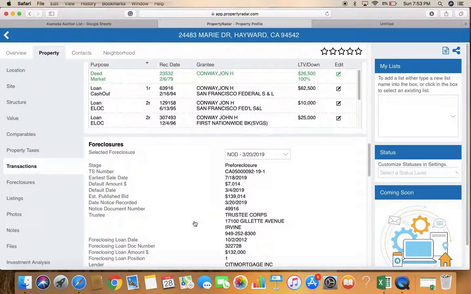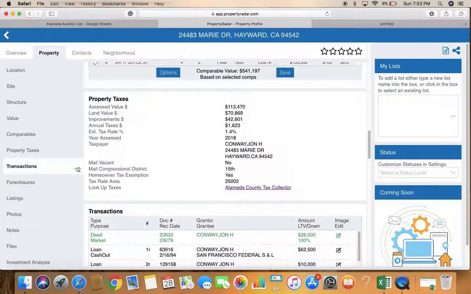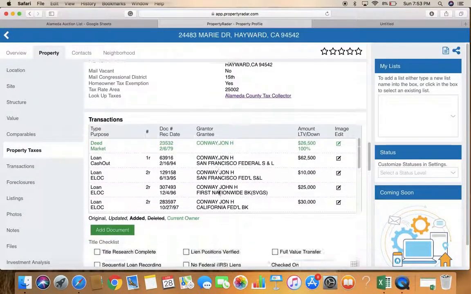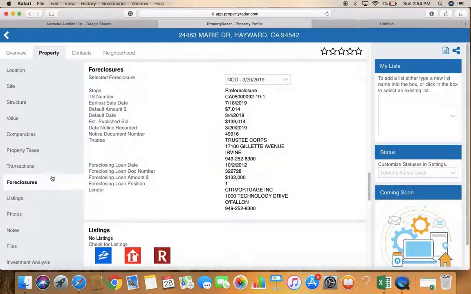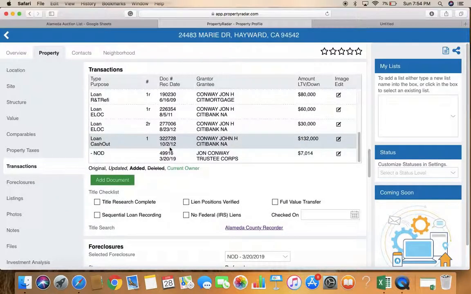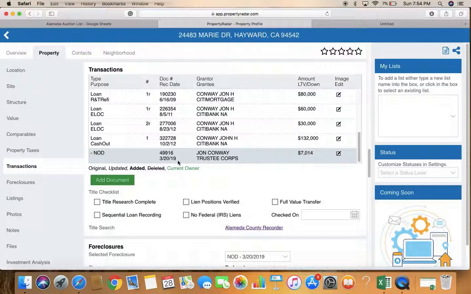Okay, so with this, we can look at transactions. And this is going to tell us the person that's on the loan. So if you go all the way down to its most recent notice of default, because this property is in foreclosure, so we're going to go to the notice of default or notice of sale issued in the transaction stage. So the most recent notice of default is 3/20 of 2019, and it is by Trustee Corp, and the borrower is John Conway. So John Conway is on the loan.